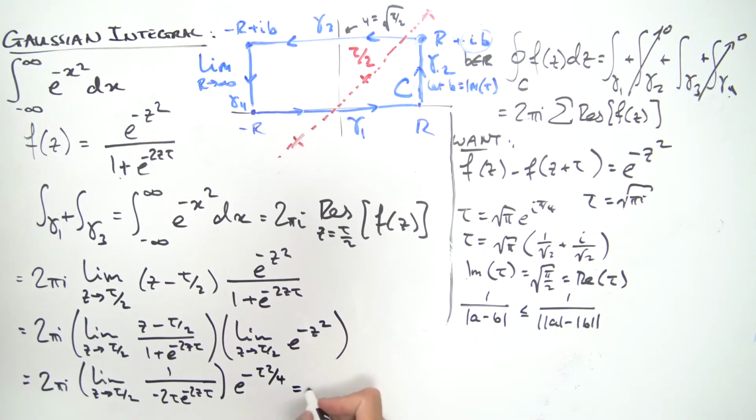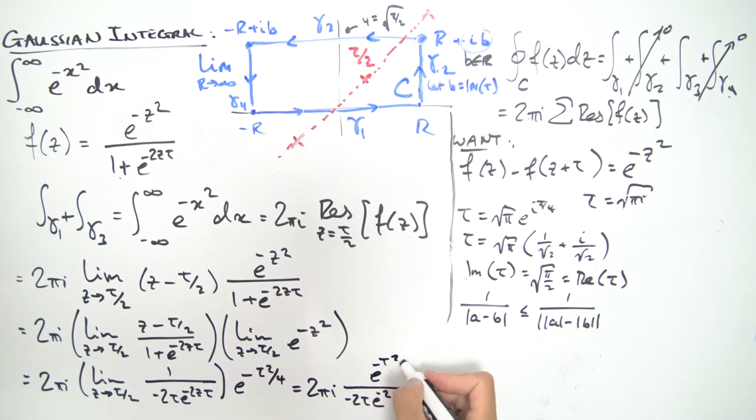Alright, so let's keep going. This is now going to give us 2 pi i. Now if we plug tau over 2 into here, what are we going to get? We're going to get 1 divided by minus 2 times tau times e to the minus 2, and now z becomes tau over 2. So that's going to be tau squared divided by 2, because we're multiplying by this extra tau. And over here we still have e to the minus tau squared over 4, which I'll just write up here. Alright, very nice. And let's see what we can do now.